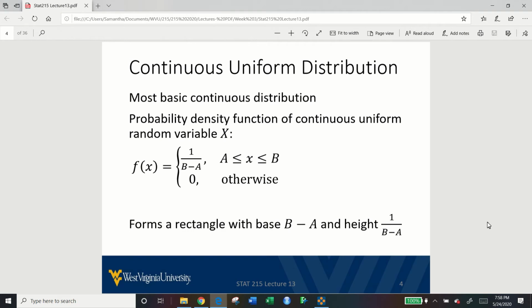So the continuous uniform distribution is the most basic continuous distribution. The probability density function of a continuous uniform random variable x can be represented by f of x equals 1 over b minus a, where a is less than or equal to x, which is less than or equal to b, and 0 otherwise. This forms a rectangle with base b minus a and a height of 1 over b minus a.